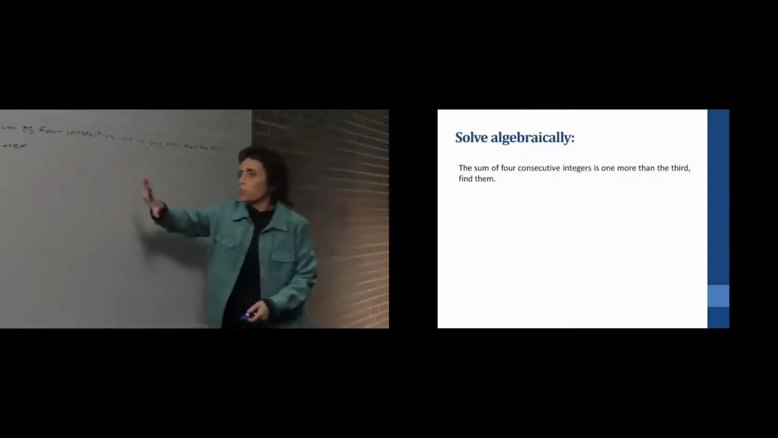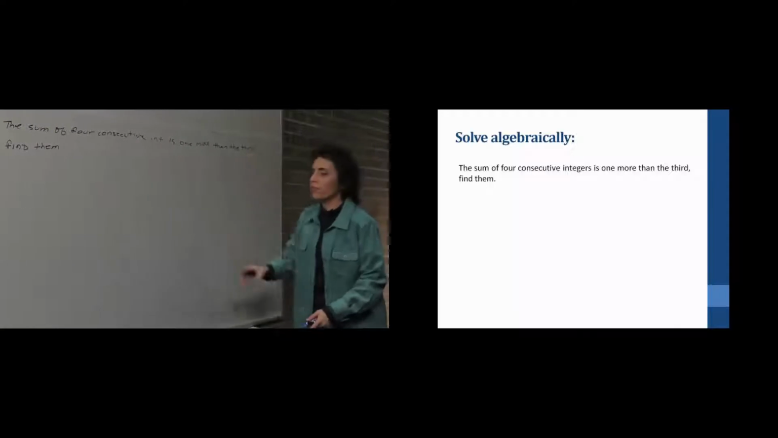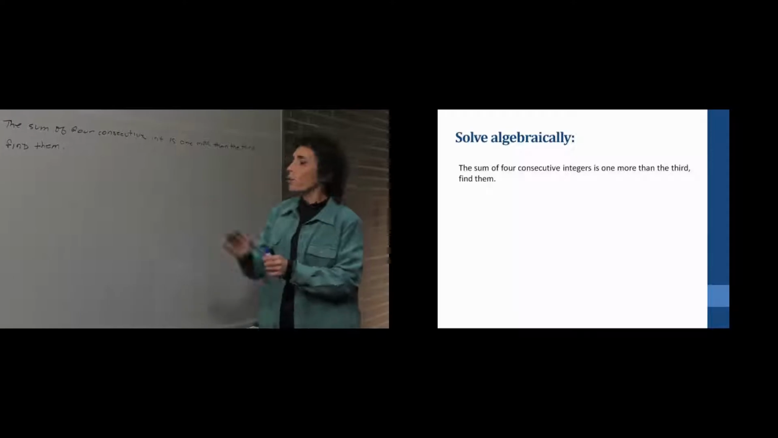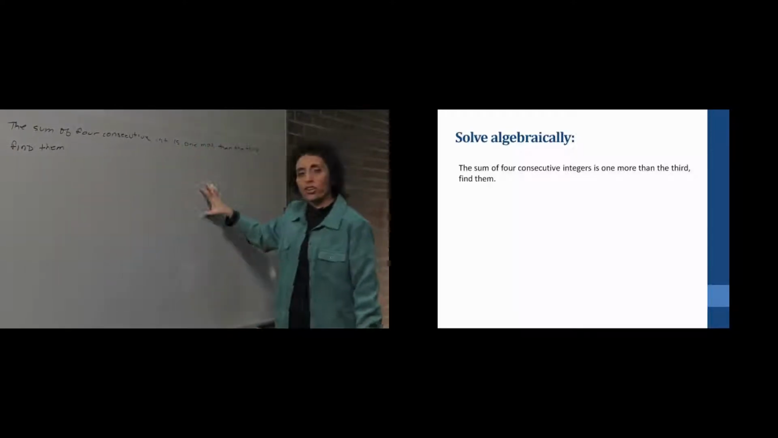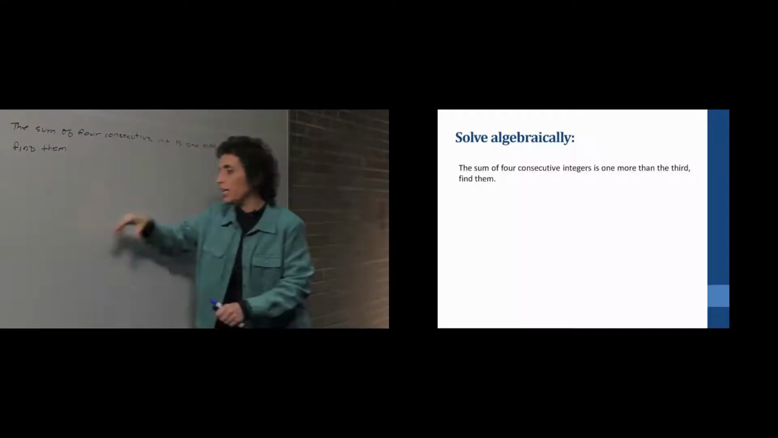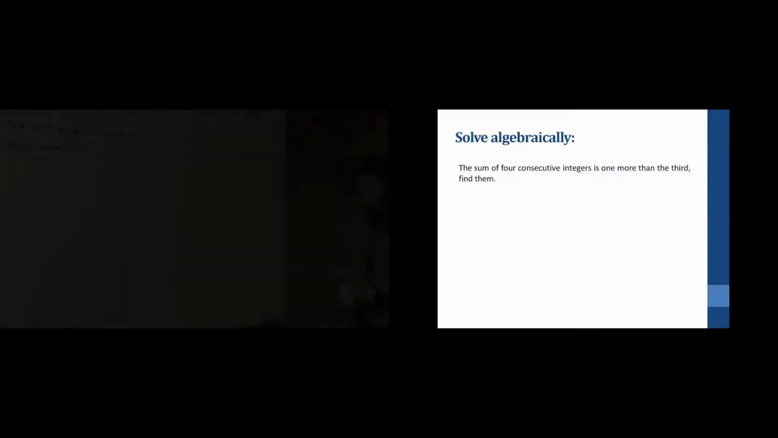All right, let's take a look at this one. The sum of 4 consecutive integers is 1 more than the third. Find them. You can find this on the slide. You can find this in your workbook. What I'd like you to do is just set up the key and set up the equation that you would use to solve this. Do not solve this problem. When you're ready with the key and the equation, we'll hit the video and we'll continue.